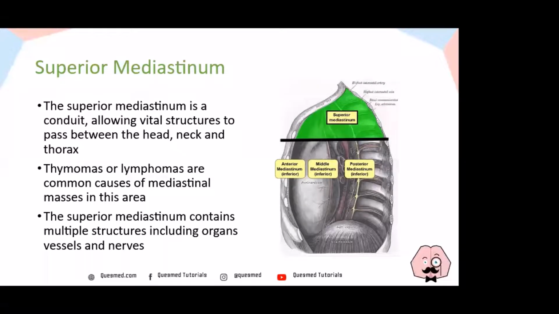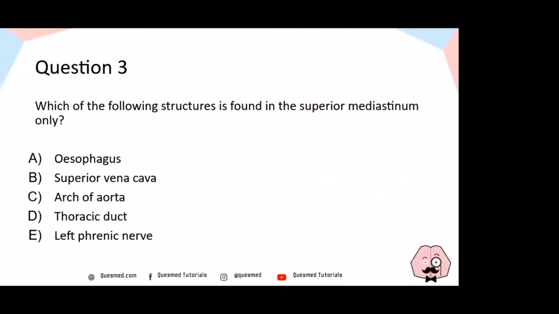So your superior mediastinum is basically just a conduit for things to pass through, either going to your head and neck or coming back from your head and neck. The main pathologies that you might see in the superior mediastinum are thymomas and lymphomas. So you do have some lymph nodes in your superior mediastinum. Thymus in an adult essentially is non-existent, but you can still get thymomas, and thymomas are more common in older adults than in children. And it also contains various vascular and nervous structures that are passing through.